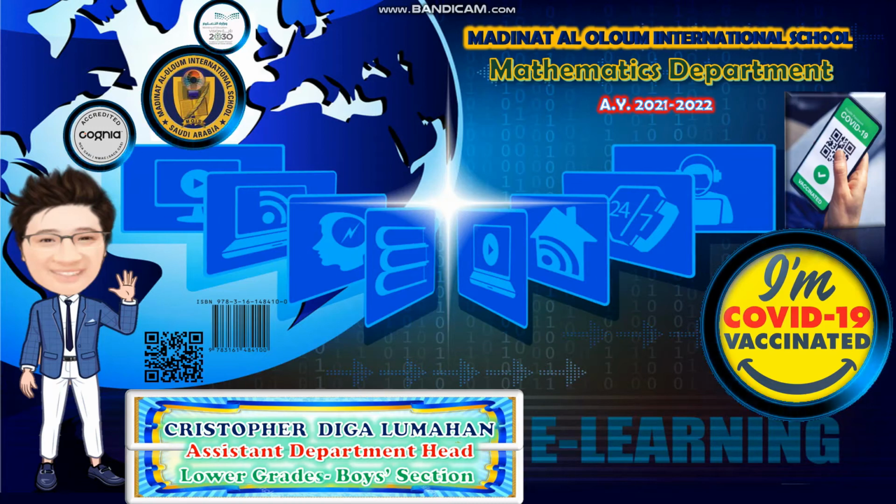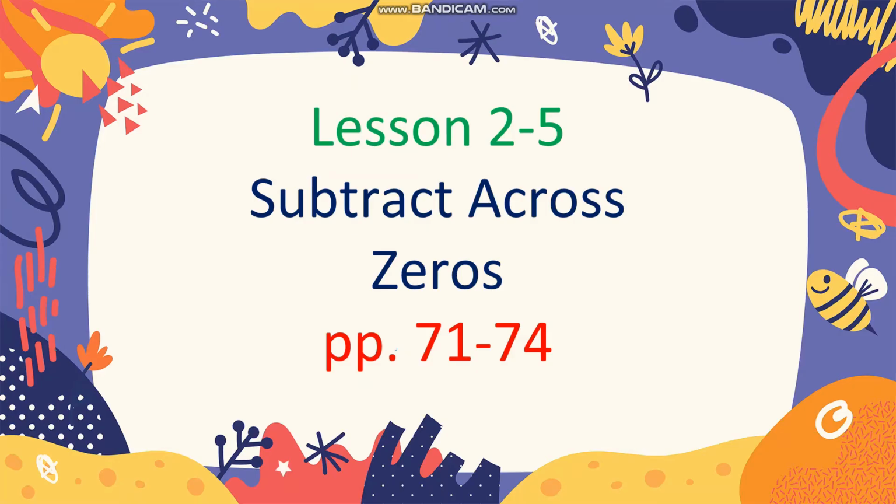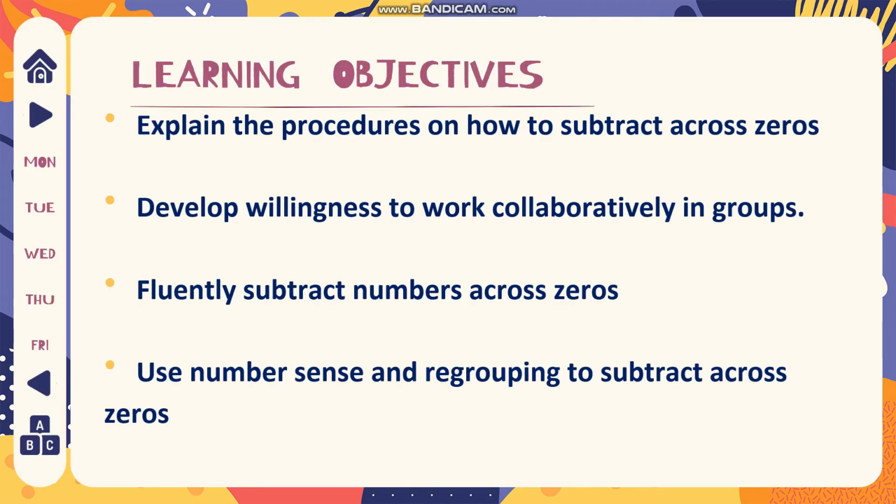Good morning, everyone. Our topic for today is Lesson 2-5 Subtract Across Zeros. You will find this lesson on page 71 up to page 74 from your book. Here are the learning objectives for today's lesson.